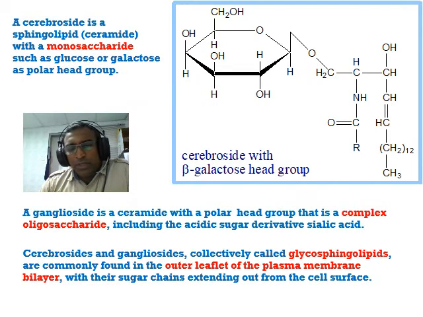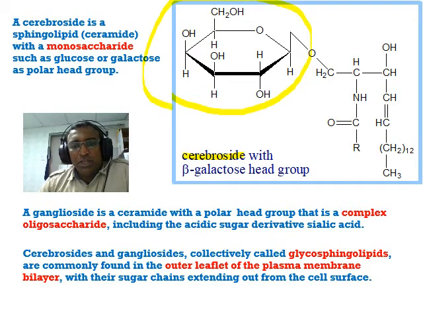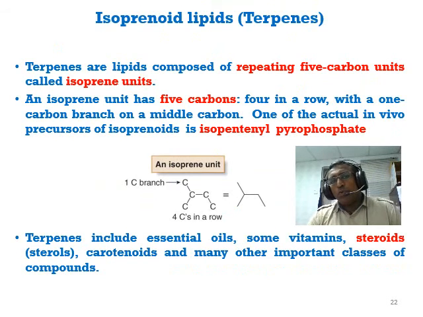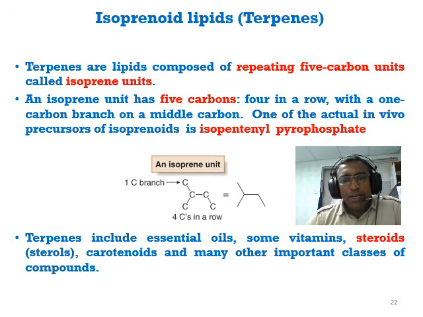So here is another example, cerebroside. Whenever there is an ending with SIDE, it means there is a sugar present. So this is the sugar, the galactose, and the sphingosine is still present there, as well as one fatty acid. And this is also part of the structure of the plasma membrane in terms of the outer leaflet of the plasma membrane.